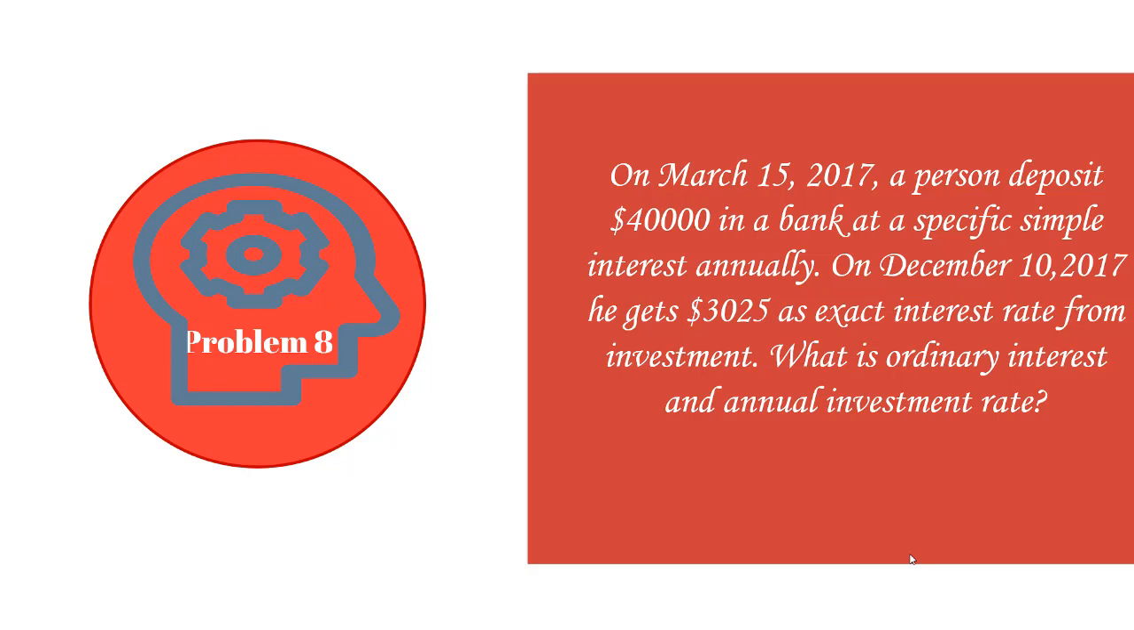Another example. On March 15, 2017, a person deposited $40,000 in a bank at a specific simple interest annually. On December 10, 2017, he gets $3,025 as exact interest from the investment. What is the ordinary interest and annual investment rate?